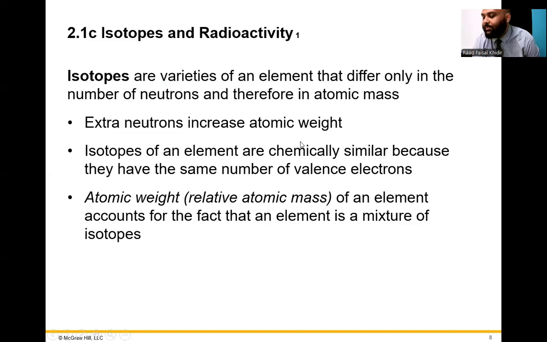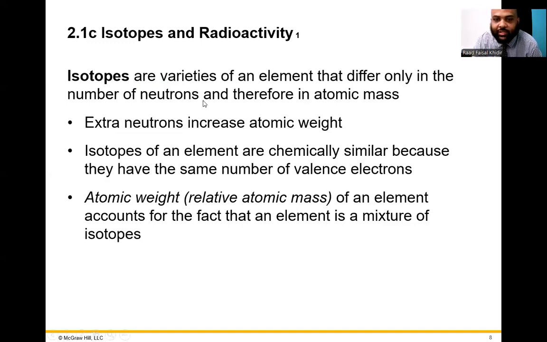Isotopes. Who can tell me what isotopes are? We talked about those. Yes, different variations of the same atom. Excellent. Good job. So they have one thing in common and one thing that's different. What is in common between all the isotopes? Proton number is the same. And what's different? Different mass, because they have different numbers of neutrons.